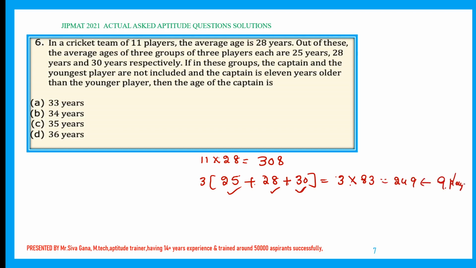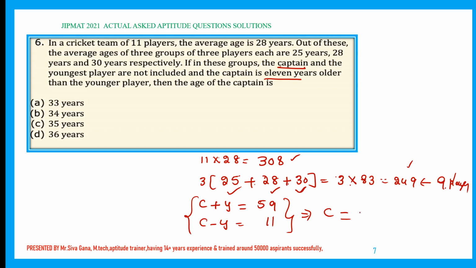This is the total age of how many players? 9 players. Now 2 players are left. What are the 2 players? Captain and youngest player. Now sum of the captain and youngest player age is nothing but 308 minus 249. 308 minus 249 is nothing but 59. And also one more thing is given. The age difference between captain and youngest is how much is given? 11. So if you solve these two, you will get the age of the captain. By addition, y gets cancelled. 70 by 2, which is nothing but 35. So the captain age is 35, which was there in the option.